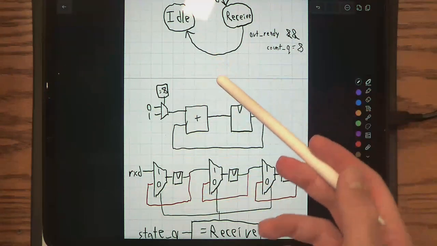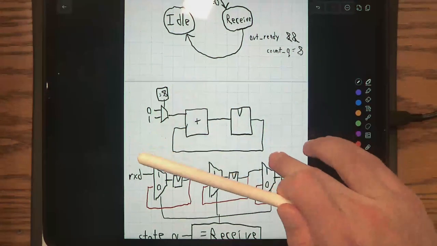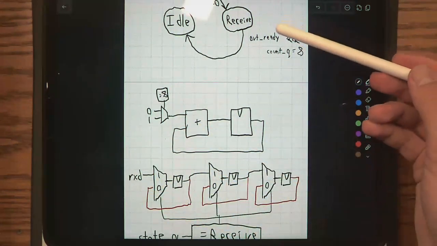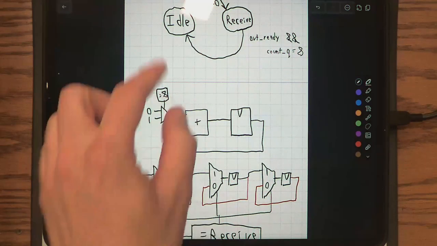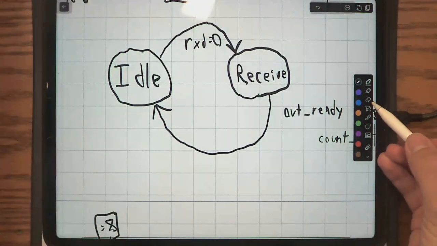And so what state would we probably want to call it if we're waiting for this out ready to become 1, to become high? What do we call it? Waiting. Sure, waiting for ready. Yeah, I think that's a great name.